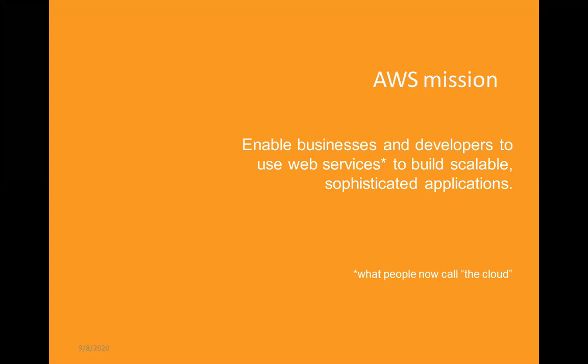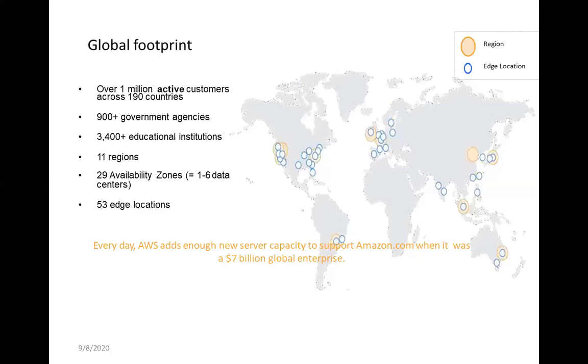You can develop web services that are scalable, and you can also have hands-on experience on sophisticated applications using Amazon Web Services. In the global footprint, we can say 1 million active customers across 190 countries are connected with Amazon, 900 plus government agencies, 3,400 plus educational institutions, 11 regions, and 29 availability zones, and 1 to 6 data centers.